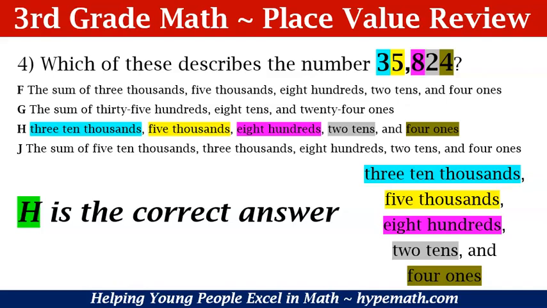Okay, so let's take a look at answer choice H. We see that, yes, H has 3 10,000s. Yep, that's correct. 5 thousands. That's correct as well. 800s. We're on a roll, folks. 2 tens and 4 ones. So H is the correct answer, and you've done it. This is the end of Place Value Review Part 1.